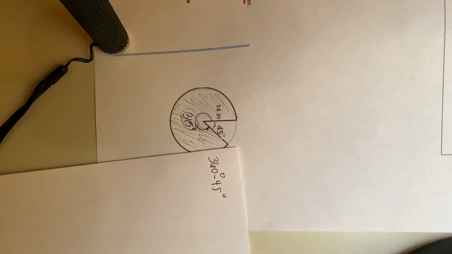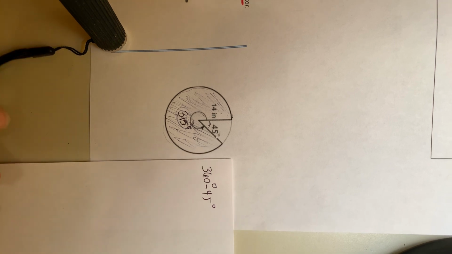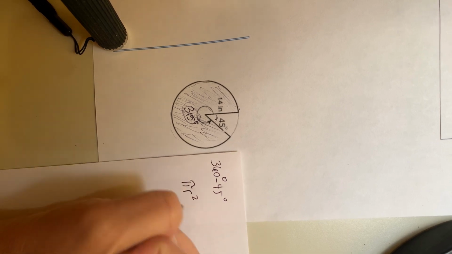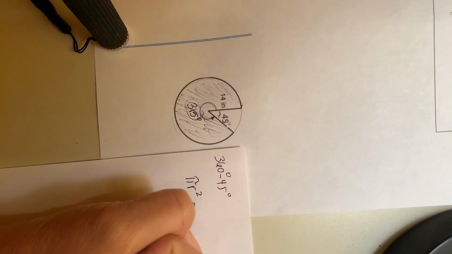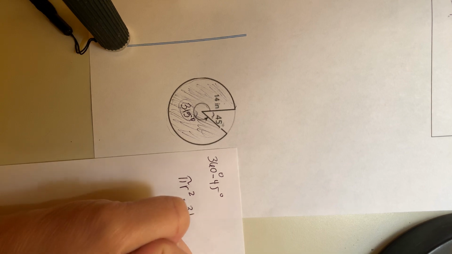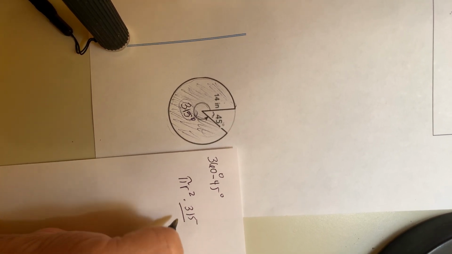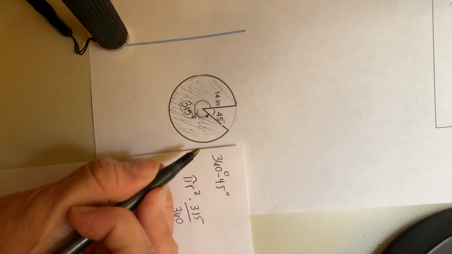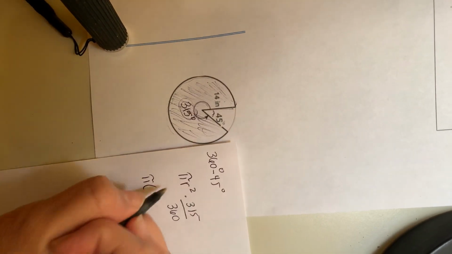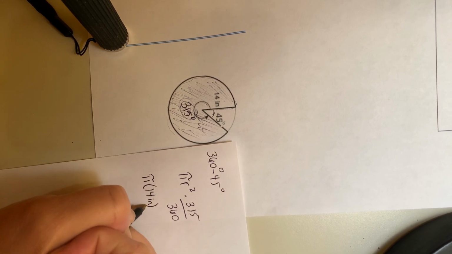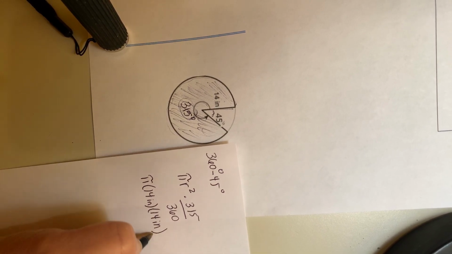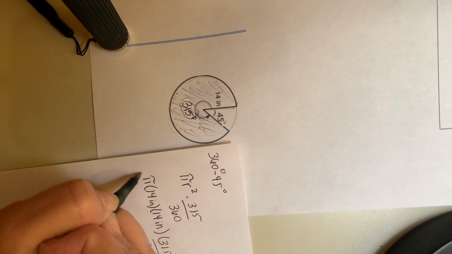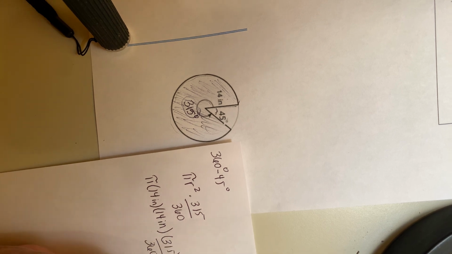I don't want the whole circle. I just want 315 degrees of it. So I'm going to do pi r squared, but I only want 315 degrees. So I'm going to put times 315 out of, good job, 360. So pi, and my radius is right here, 14 inches. So 14 inches times 14 inches times 315 out of 360, because I want to find the area, but I don't want the whole area, so I have to put 315 out of 360.